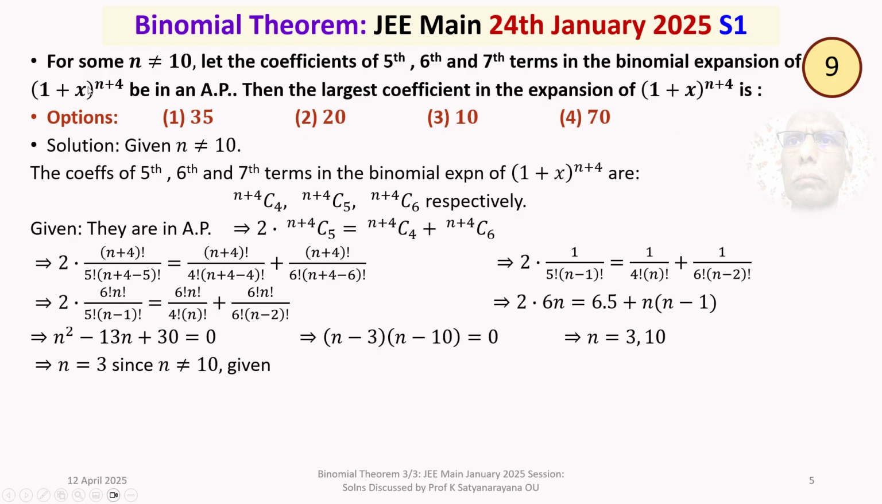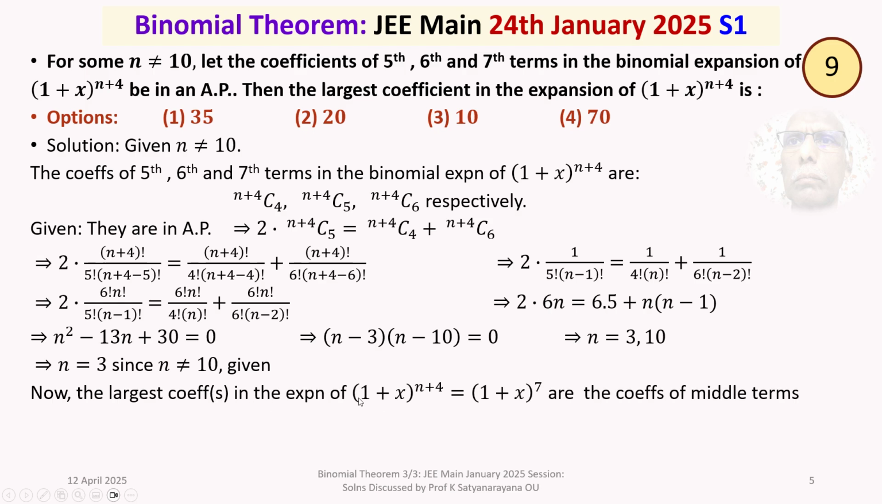Then the expansion (1 + x)^(n+4) will become (1 + x)^(3+4), that is 7. (1 + x)^7 means when expanded the binomial expansion, it will have 8 terms. And what are the middle terms? What are the largest coefficients? The largest coefficients are the middle terms. It will have 2 middle terms.